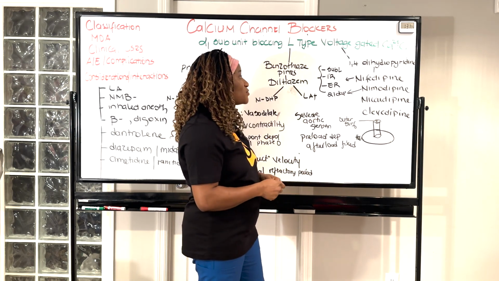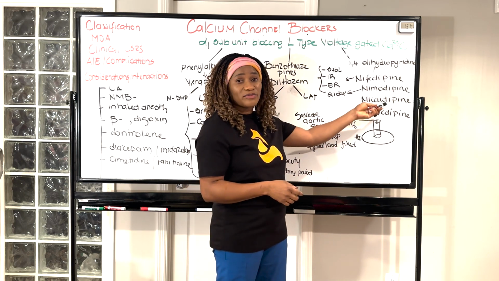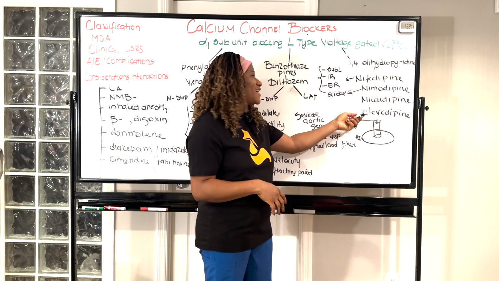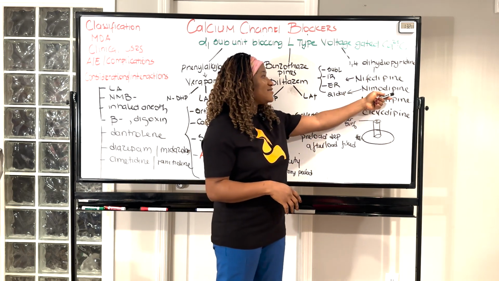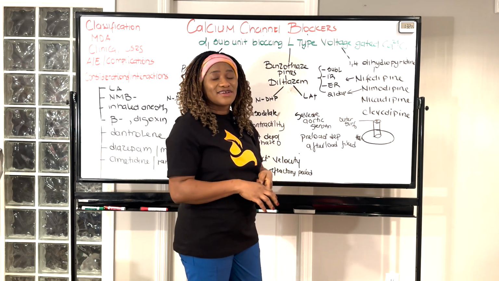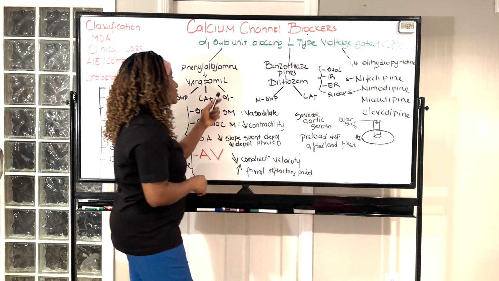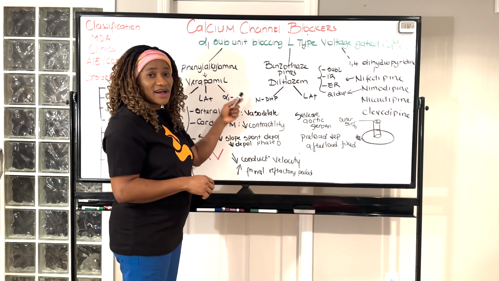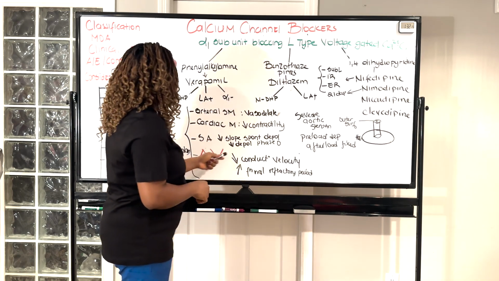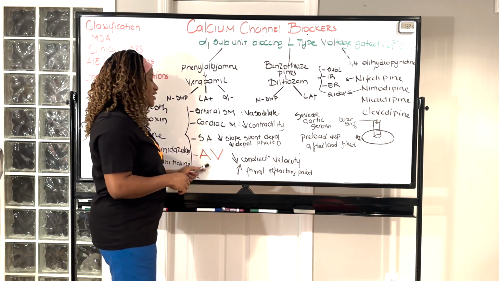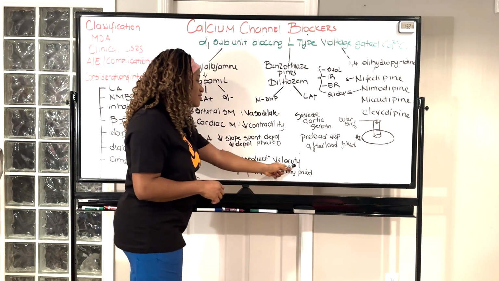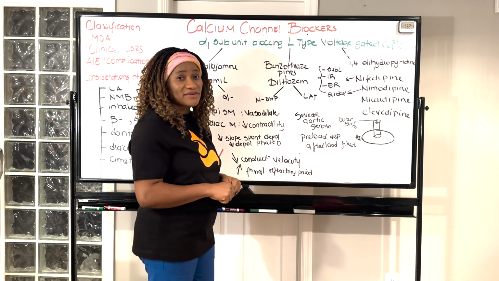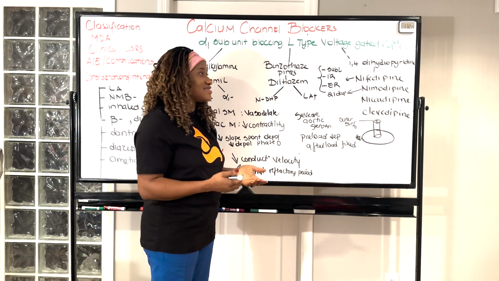So this is the reason why you can give them in systolic heart failure. So the dihydropyridine can be given in systolic heart failure, but the non-dihydropyridine cannot be given in systolic heart failure, because you have this property in the AV node that decreases the conduction velocity and increases the functional refractory period. So it's going to worsen the disease.